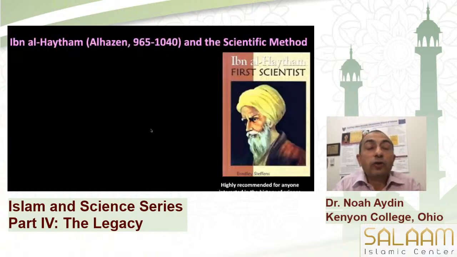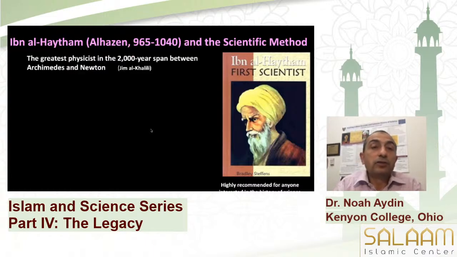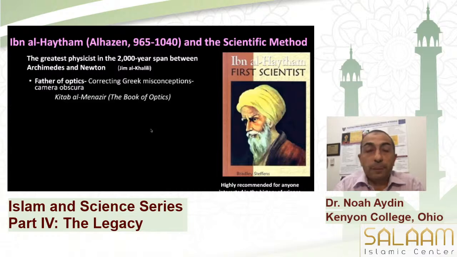Okay, so here is another great Islamic scientist, Ibn al-Haytham. According to Jim al-Khalili, who's a physics professor in England, he is the greatest physicist in the 2,000 year span between Archimedes and Newton. He is known as the father of optics because he was the first scholar who correctly understood how we see things, and he also discovered the properties of light.